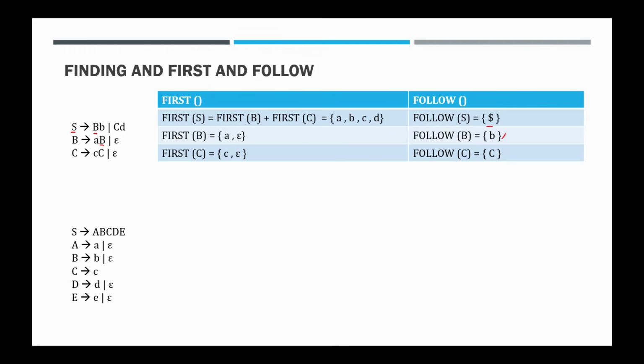Since this is the last symbol, after that we don't have anything. Automatically the follow of B will be follow of B. Already we found the follow of B as B. If both the symbols are the same, no need to proceed with the next step.